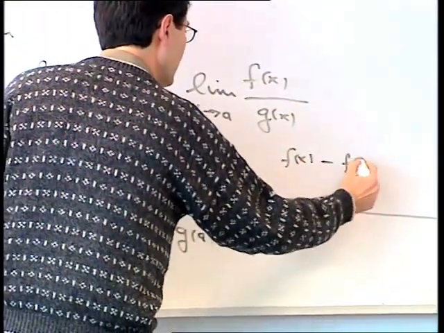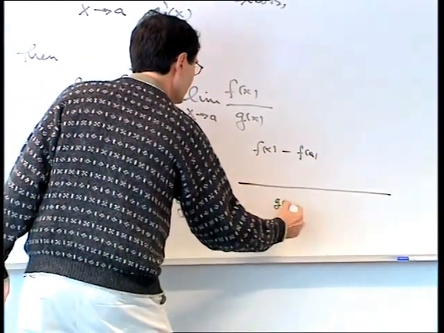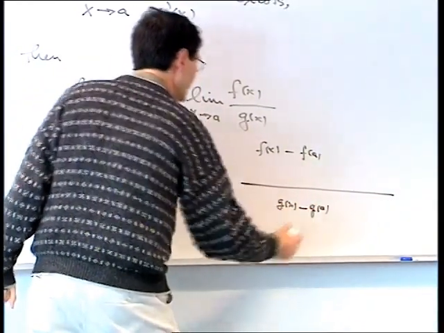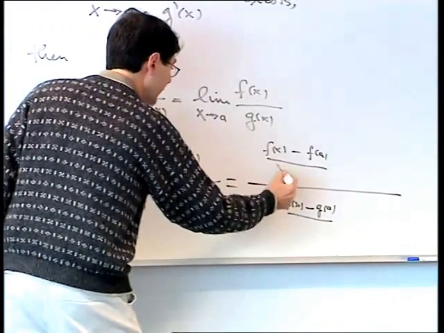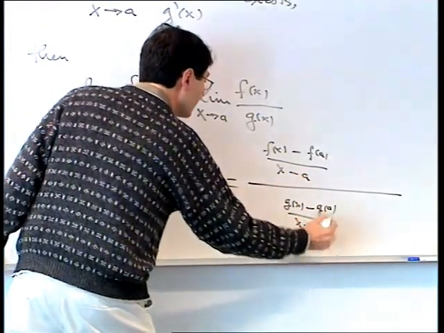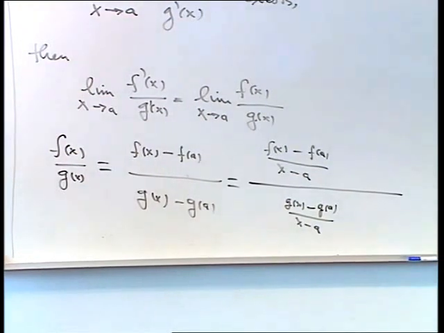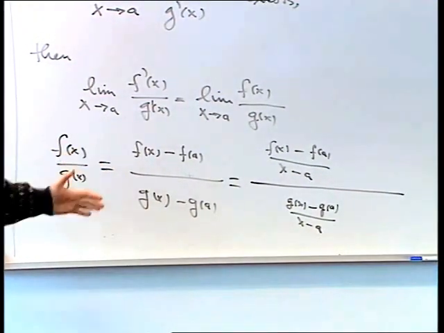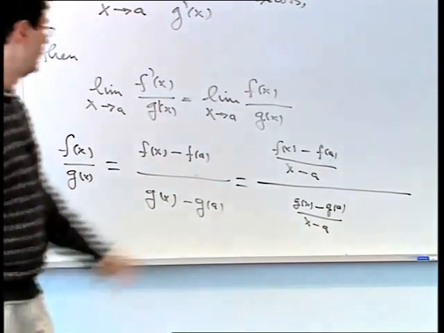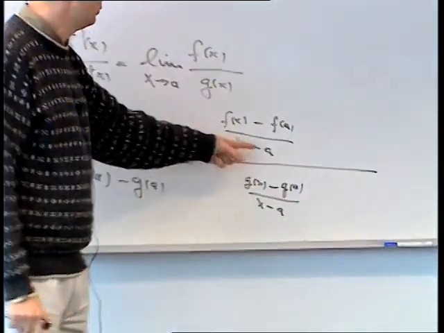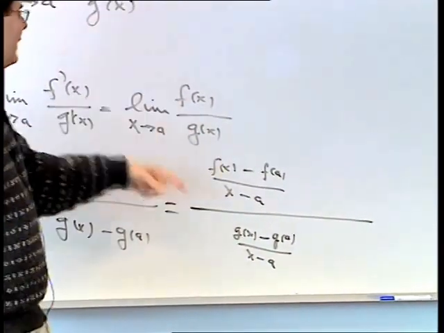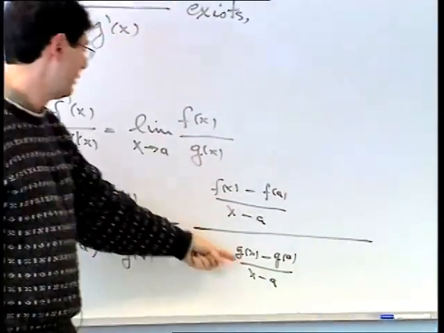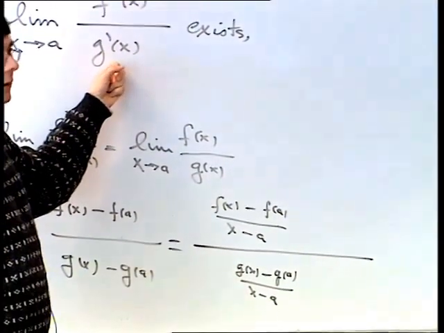f of x take away f of a, g of x take away g of a, and now I'm going to divide here and divide here by the same quantity, x minus a. If you do that, you don't change the fraction. Now, the numerator, when you take the limit when x goes to a, is f prime of a, and the denominator is g prime of a.